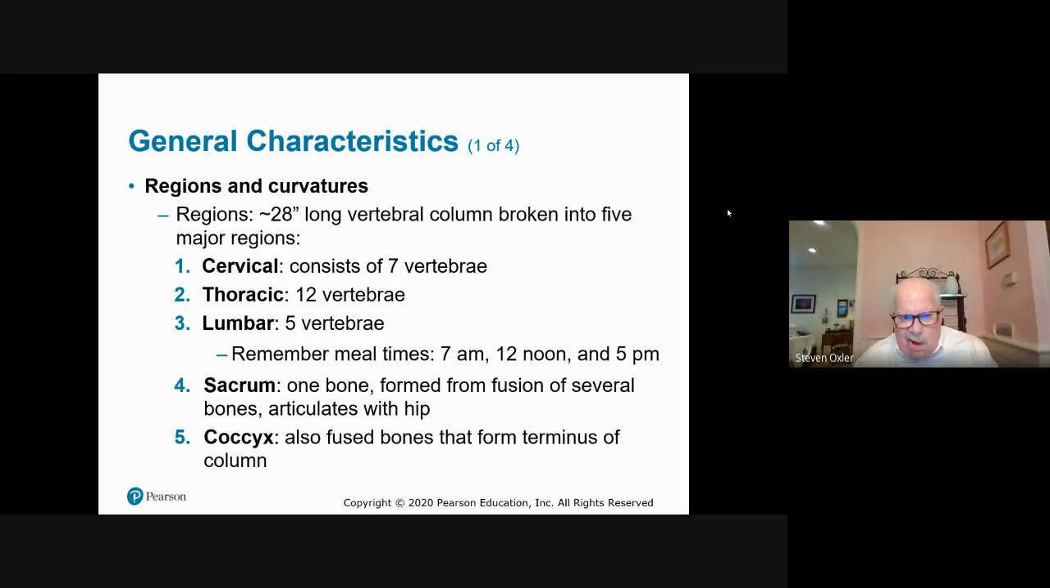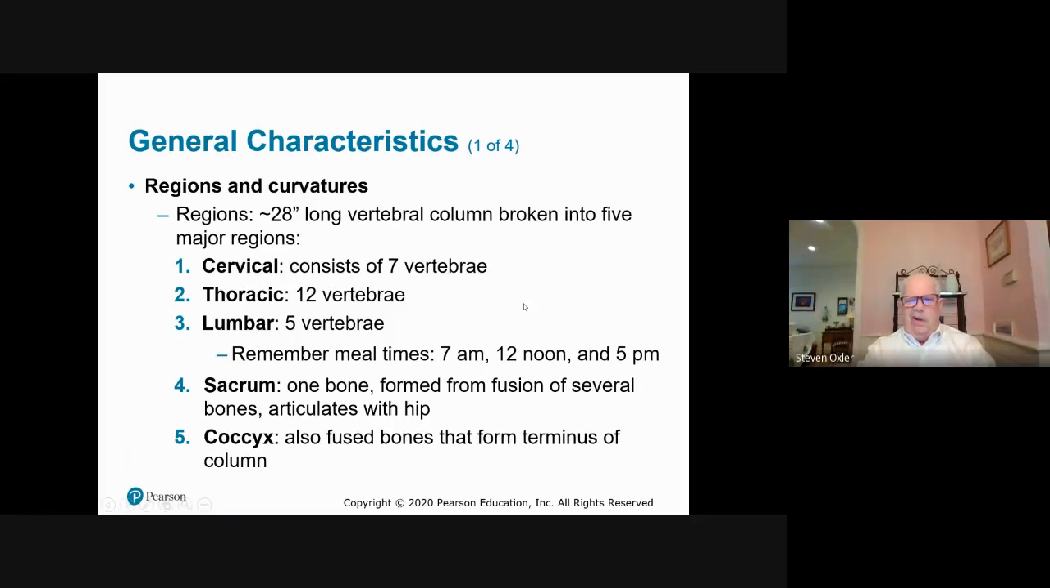This is what I want you to know. I want you to know the different regions. The cervical region has 7 vertebrae. The thoracic region has 12. The lumbar region has 5. The sacrum has 1. And the coccyx has basically fused bones into one bone. So cervical, thoracic, lumbar, sacral, and coccyx. Those are the regions I want you to know, okay? And how many vertebrae are in each one.